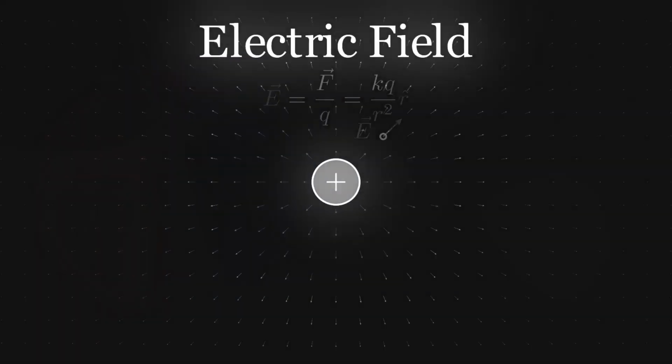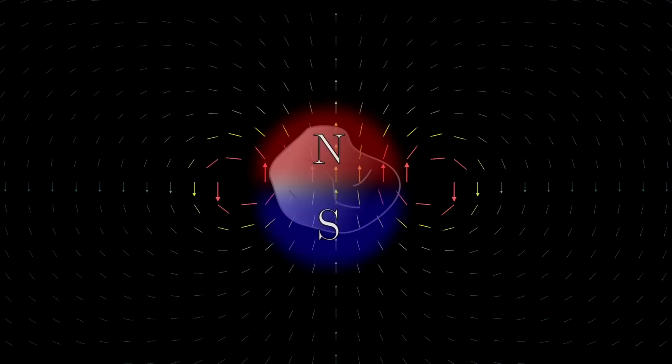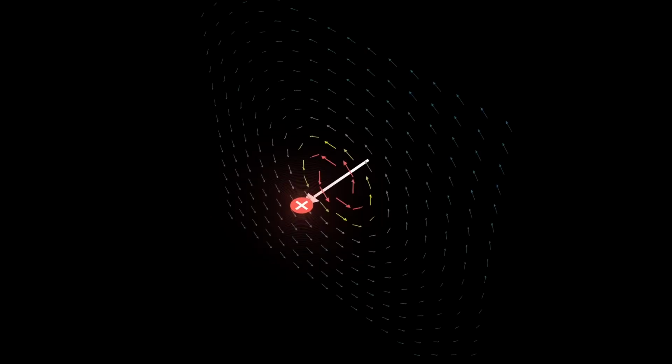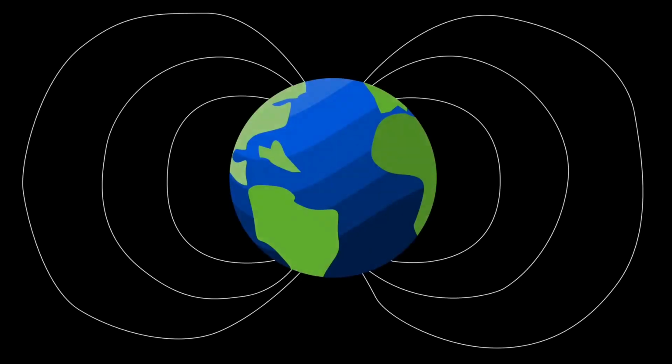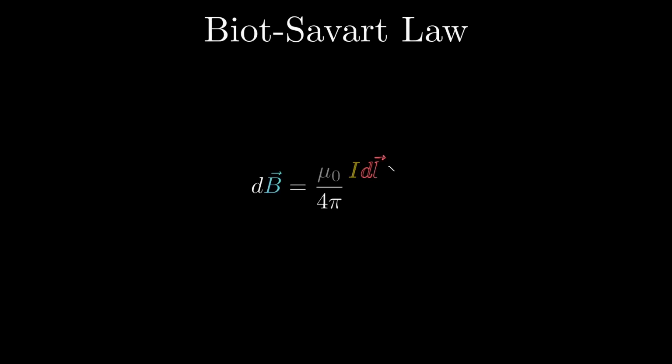And just like the electric field, we can have a magnetic field, which tells us what would happen if we put a north pole there. Now here's the thing. Moving charges also create magnetic fields. That's how the Earth's magnetic field works. And you can figure out how strong the magnetic field is going to be and what direction it's going to point in with the Biot-Savart Law.